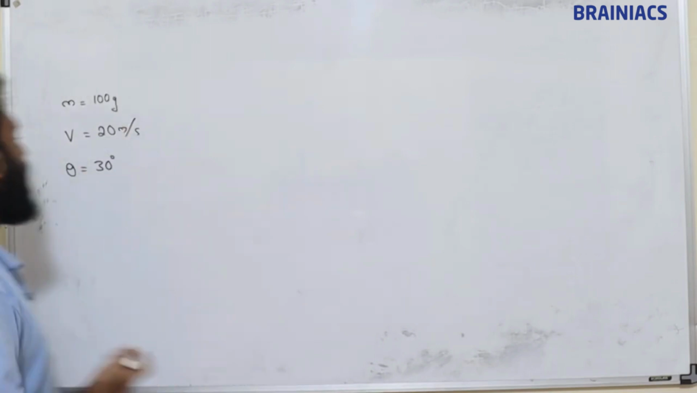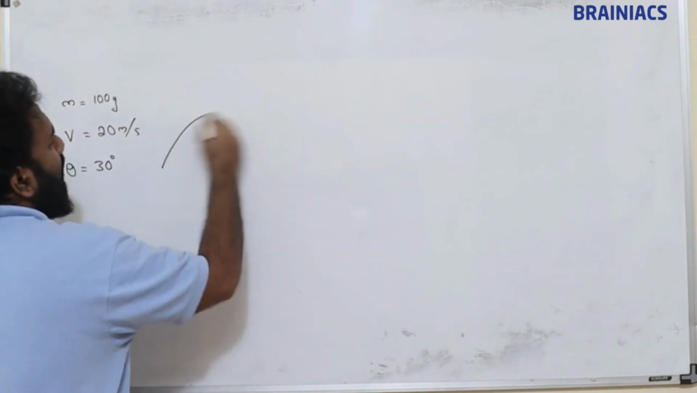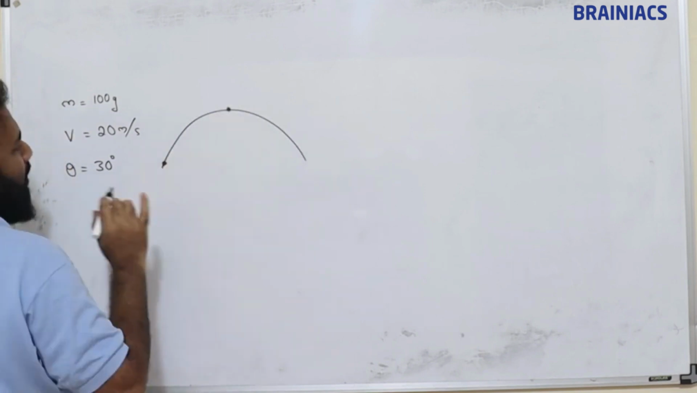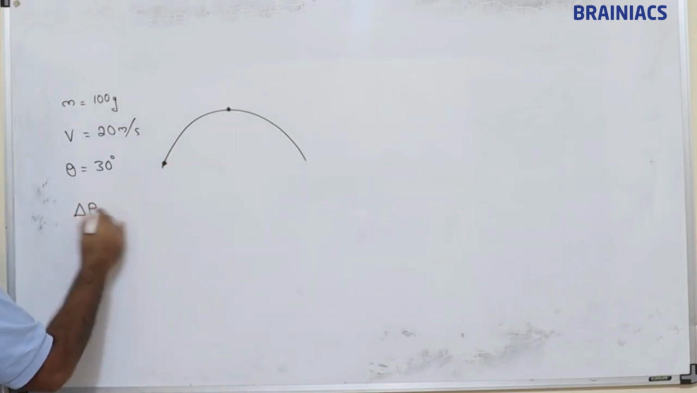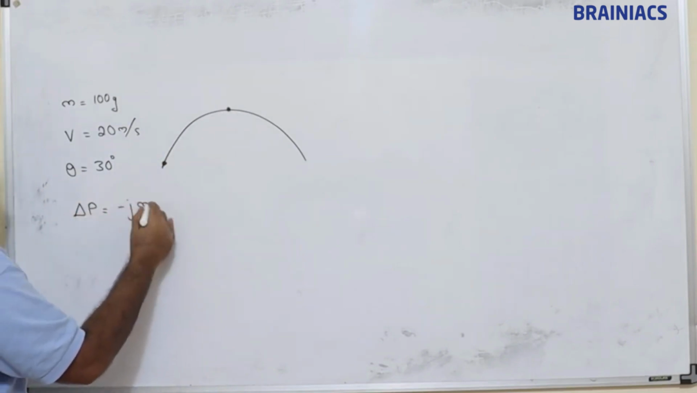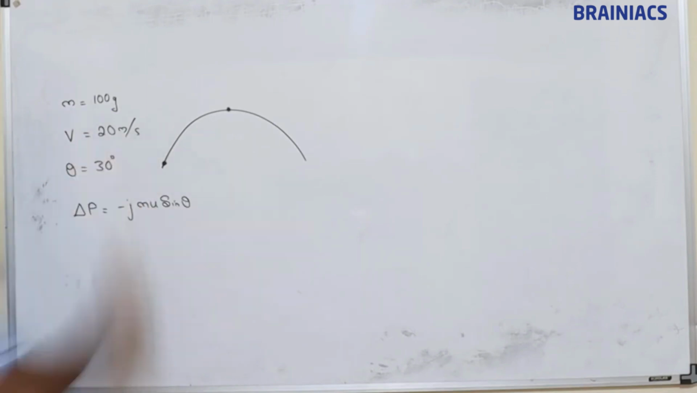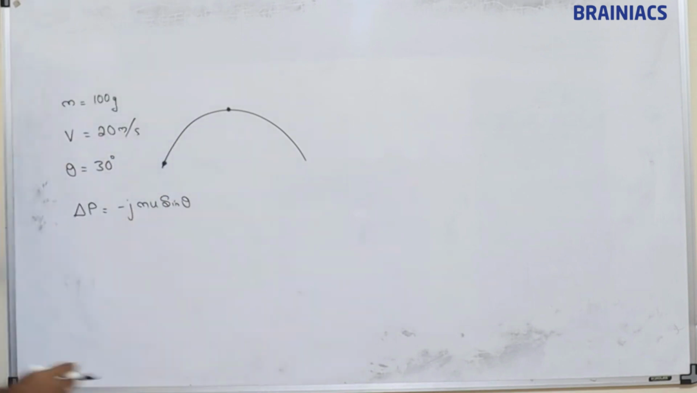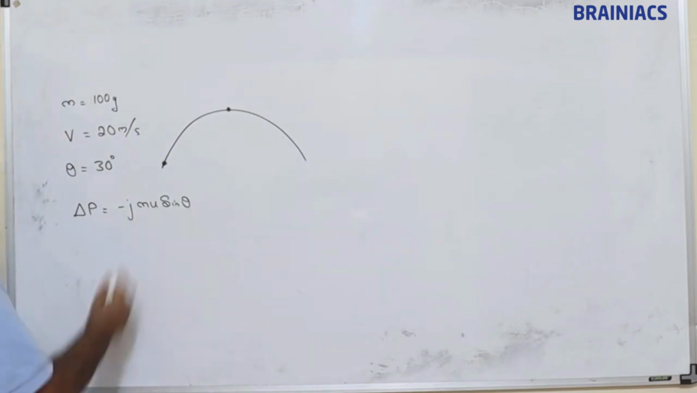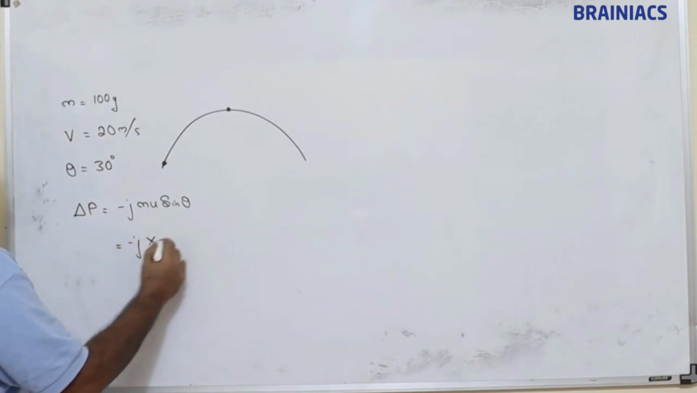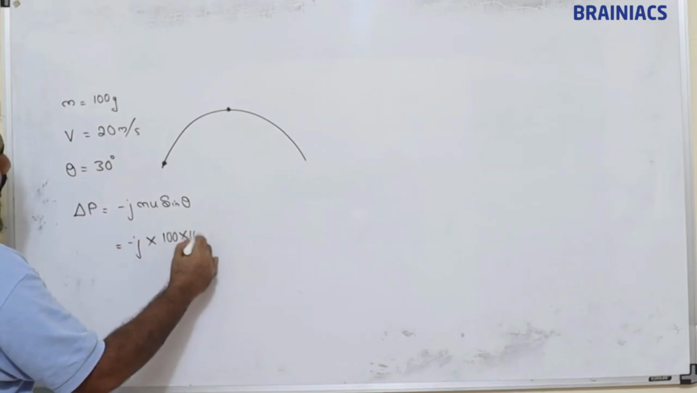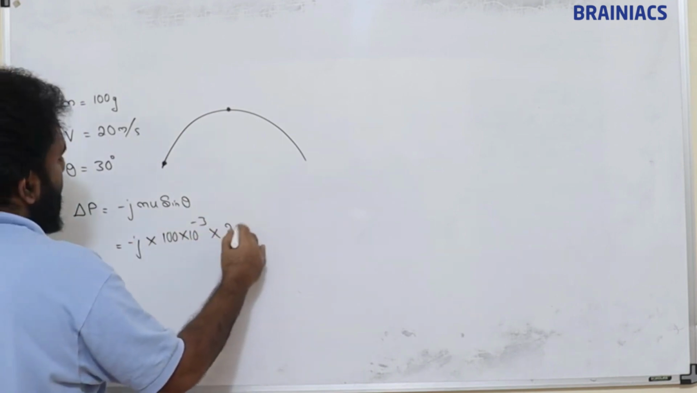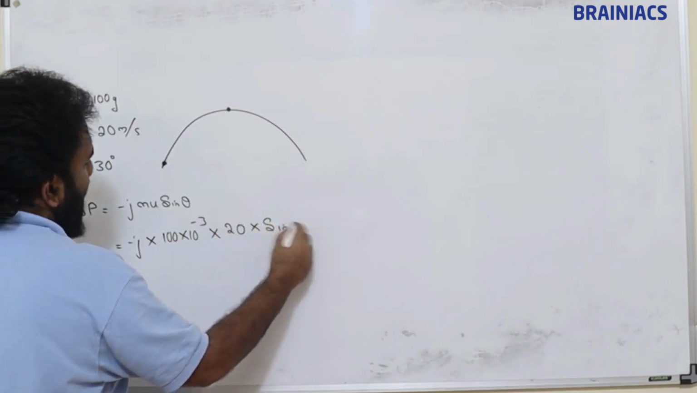Very easy, already we know. Here they are asking the change in momentum between the highest point and the initial point. Already we have seen the change in momentum is equal to minus j mu sine theta between initial and final is minus 2 mu sine theta. Here this is nothing but minus j mu sine theta. So minus j into mass, which is 100 into 10 raised to minus 3 to convert it to SI unit, into velocity is 20, into sine 30.